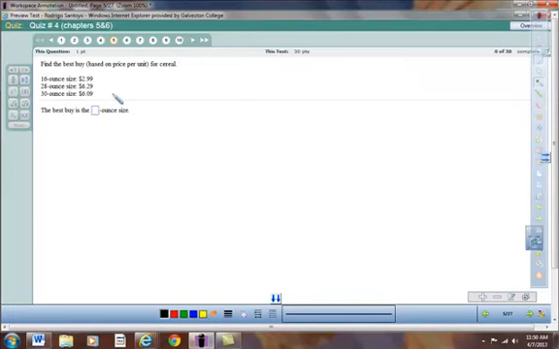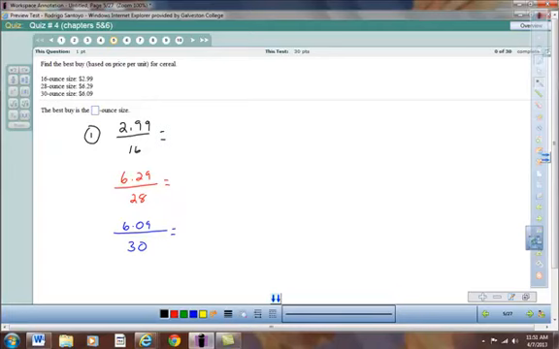Next problem. So remember, to find the best buy, the first thing we're going to do is just divide all of these. Okay? So remember the cost goes on top. $2.99 divided by 16 ounces. $6.29 divided by 28 ounces. And $6.09 divided by 30 ounces. So now we want to see which one gives us a smaller decimal.